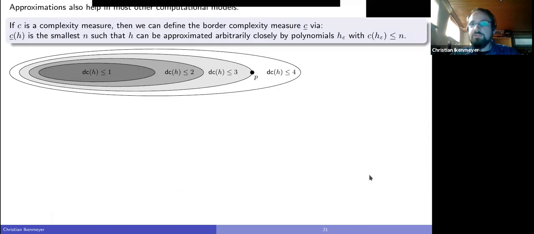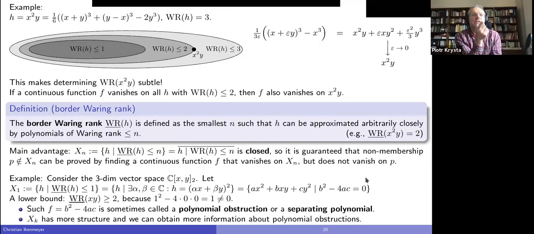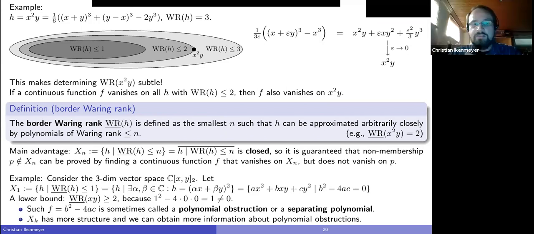Can I ask a question? Yes, please go ahead. To this example, this obstruction polynomial, it's now treated as a polynomial of the variables a, b, c, right? Yes, exactly. So this is a function. b squared minus 4ac is a function on this space of polynomials.